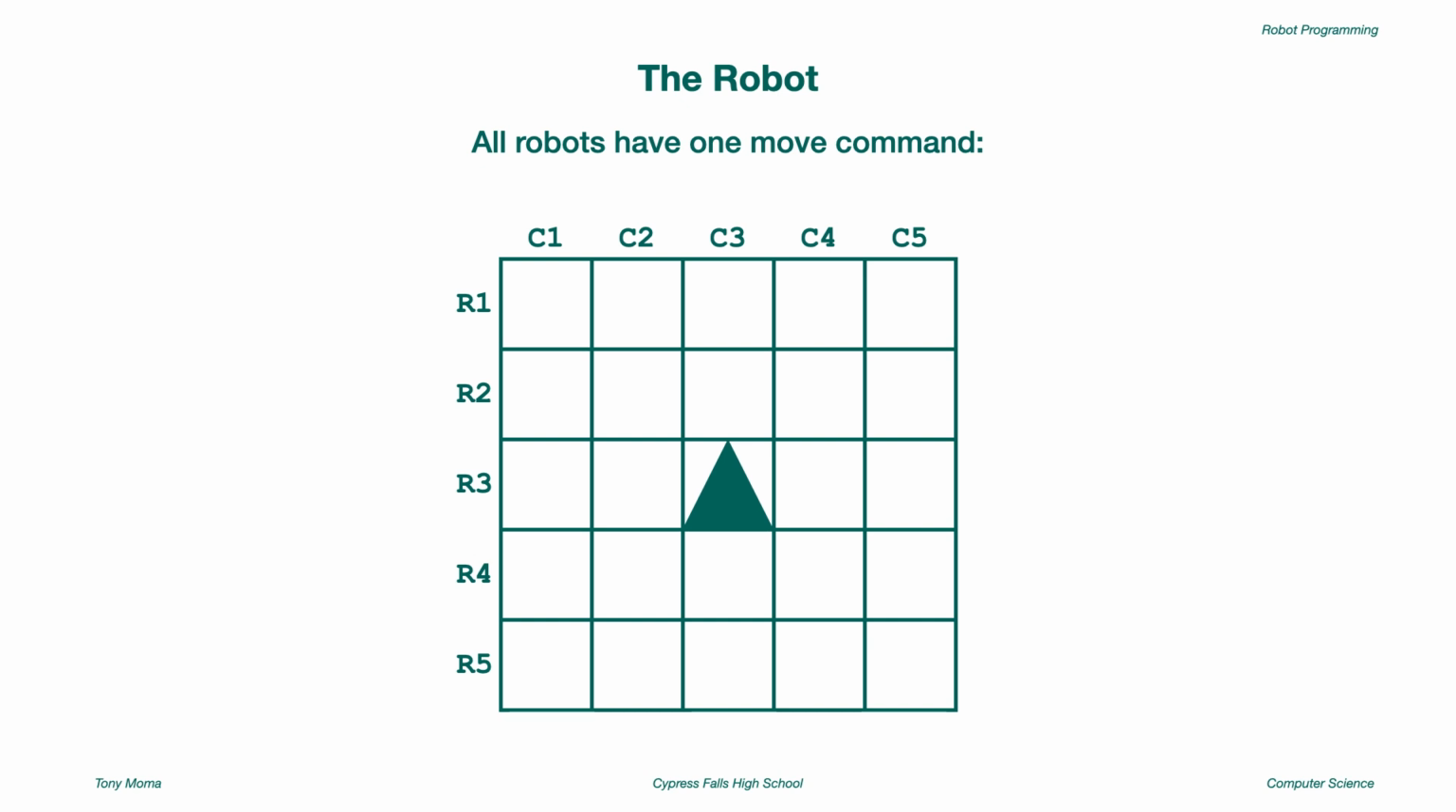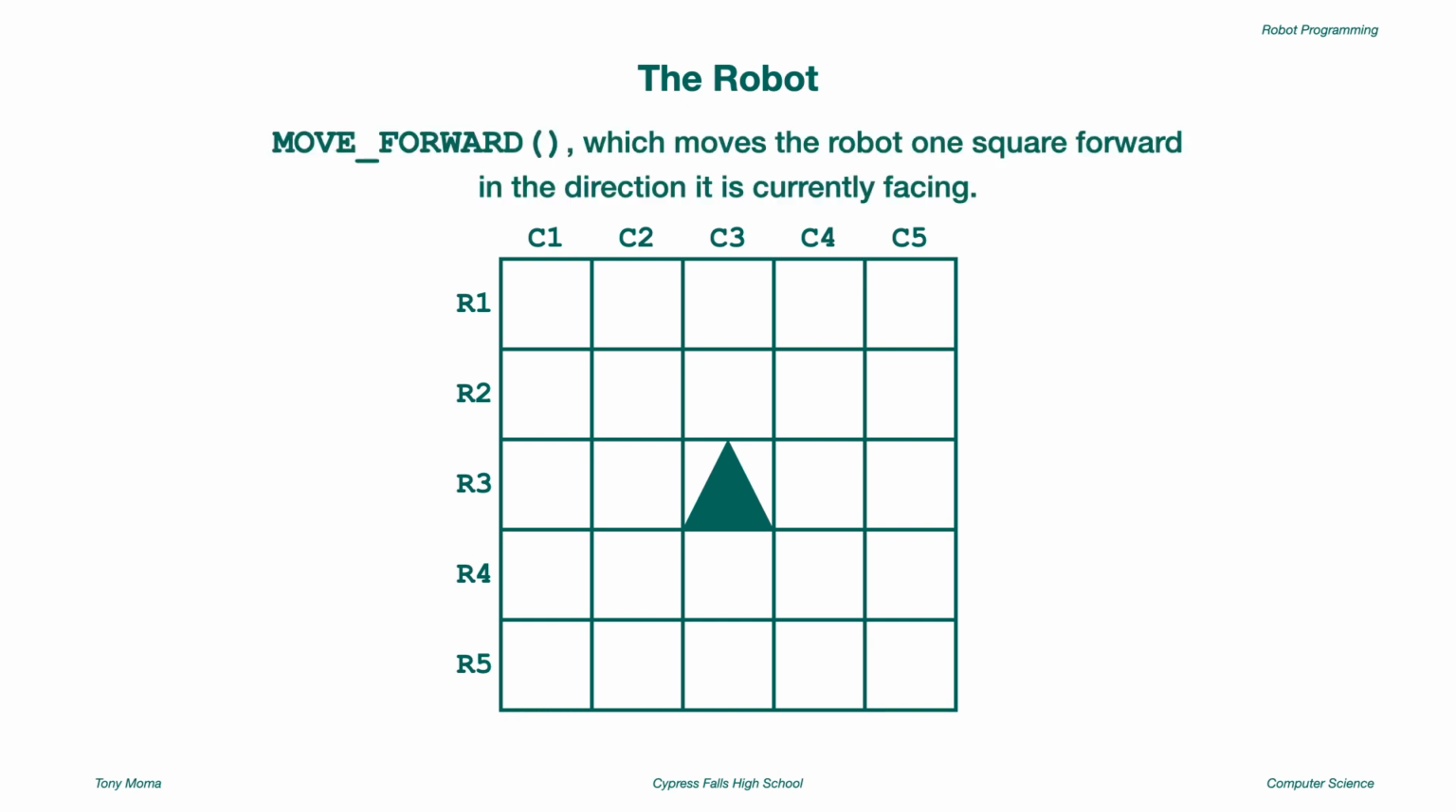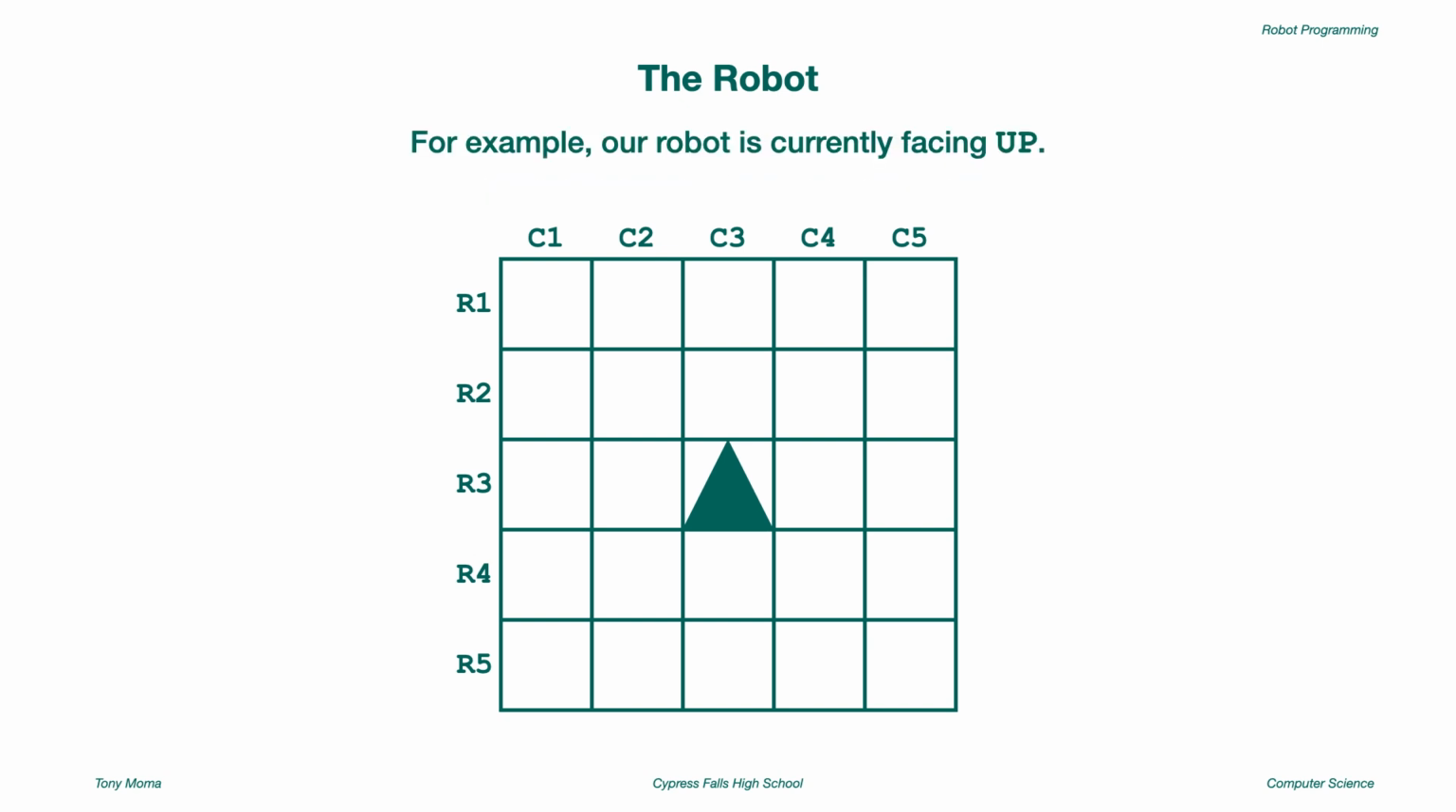All robots have one move command, and that is the move forward command, which moves the robot one square forward in the direction it is currently facing. For example, our robot is currently facing up. Hence, if we were to invoke move forward on it, it would move one square forward in the up direction.